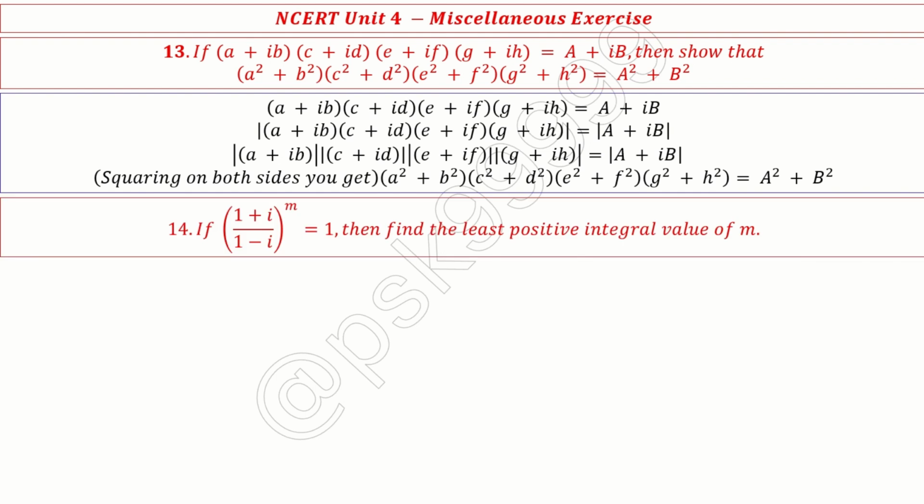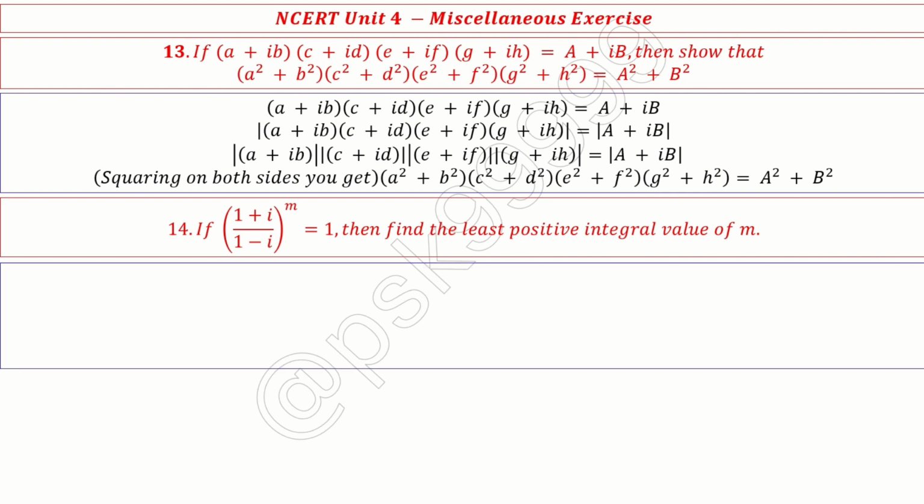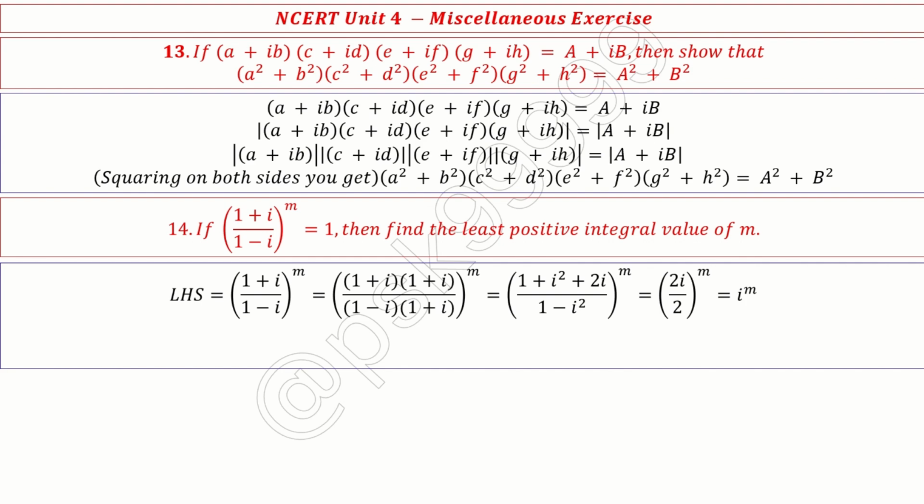If ((1 plus i) divided by (1 minus i)) whole power m equal to 1, find the least positive integral value of m. Okay, first thing is to simplify (1 plus i) by (1 minus i). You multiply the numerator and denominator with the conjugate of the denominator and simplify. What you will get is i to the power of m. Okay, so i to the power of m equal to 1 means m should be 4 minimum, right? So m starts from 4, 8, 12 and so on. Which means the least positive integral value of m is 4.